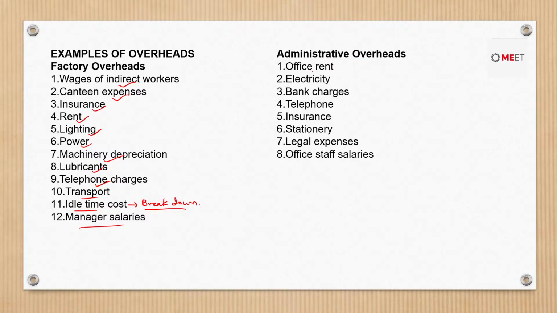Administration overheads are going to include office rent, office electricity, bank charges, telephone, insurance, stationery, legal expenses, and office staff salaries.